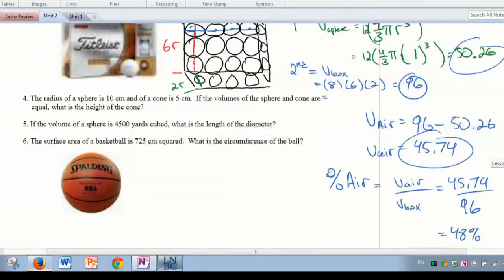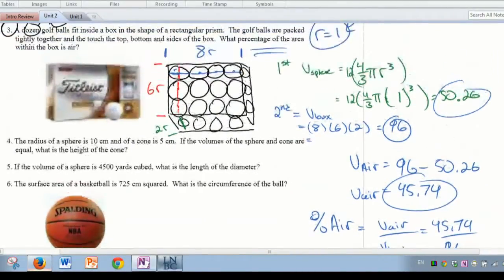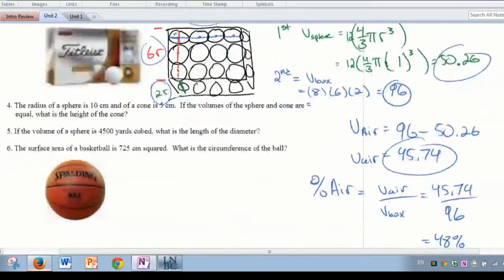So that's kind of the idea there. You need to find the volume of the spheres. You need to find the volume of the box. Then figure out how much of it's air. And then once you've done that, you can figure out the percentage of air. The important thing is that you understand how to get the length and the width, because that is the tricky bit there. The rest of it, I could understand if you didn't get it that far. And they can ask questions a lot of different ways in regards to this sort of question.